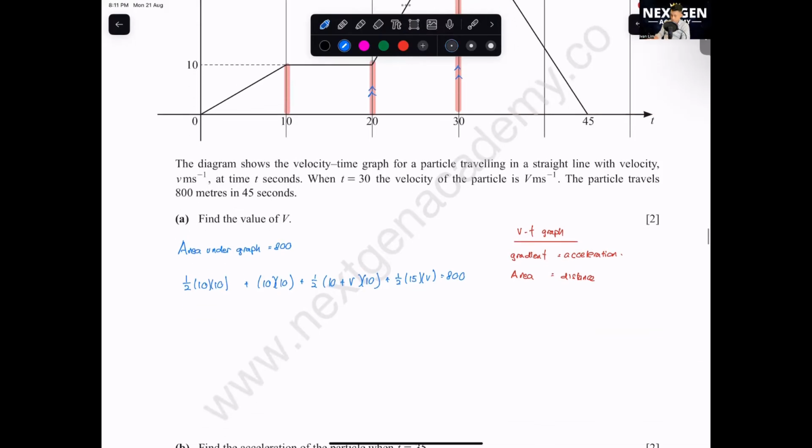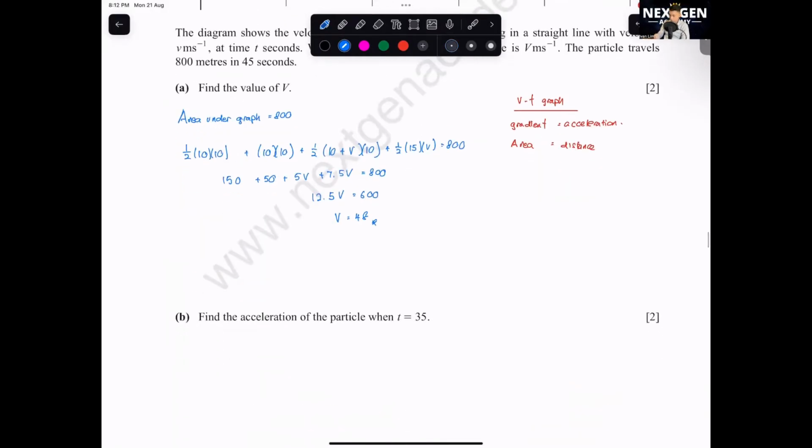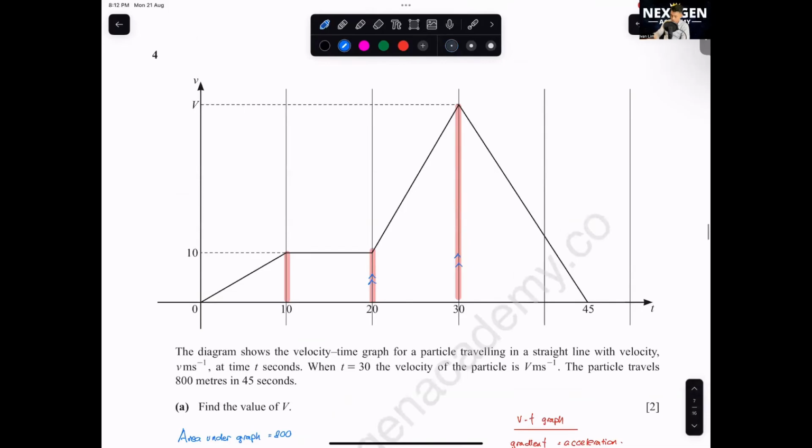Go and simplify this equation. So go open it up. So you get 150 plus 50 plus 5v plus 7.5v. Whatever I can join, I join together first. Equals to 800. So here we get 12.5v equals 600. V is equal to 48. We plot on the graph first. This is equal to 48.